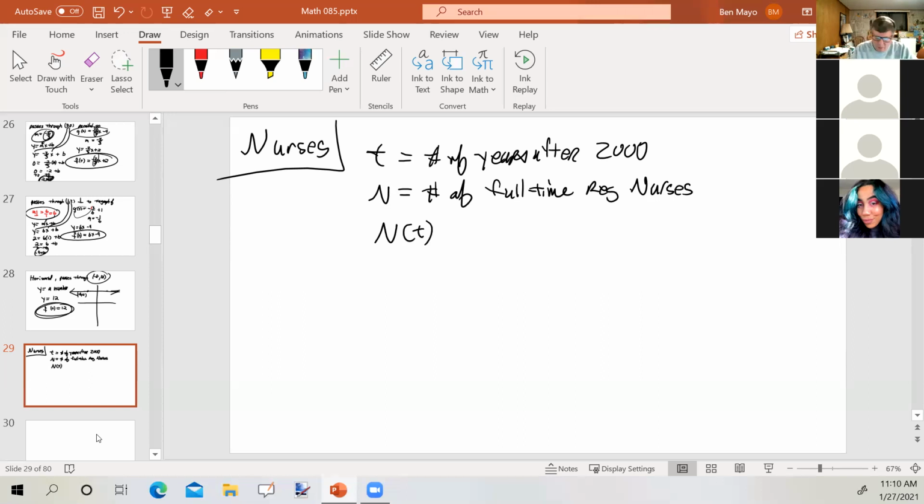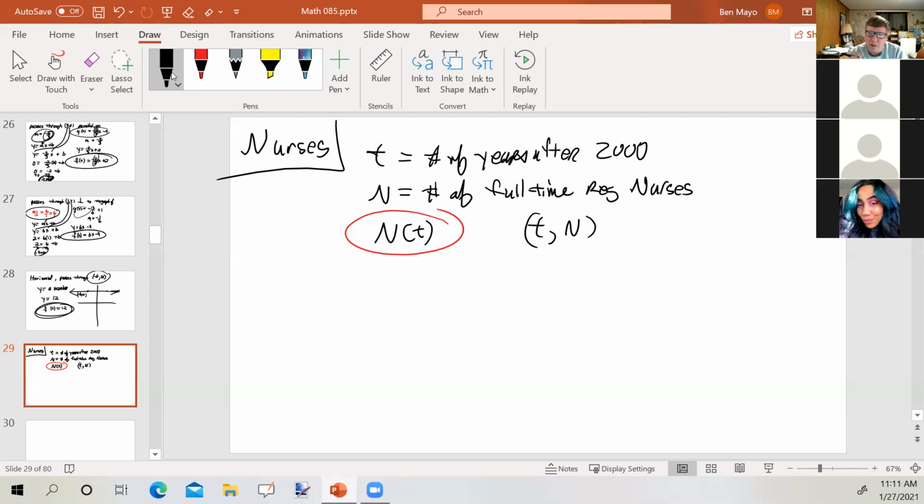Now, what this tells me, among other things, is that T is the input because it's on the inside, and N is the output, okay? So our ordered pairs are going to be in the form of T, comma, N. What I'm going to do is I'm going to extract two ordered pairs from the story.